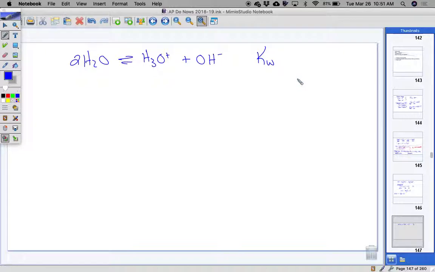It changes with temperature, but at room temperature, 25 degrees, KW is 1 times 10 to the -7th.